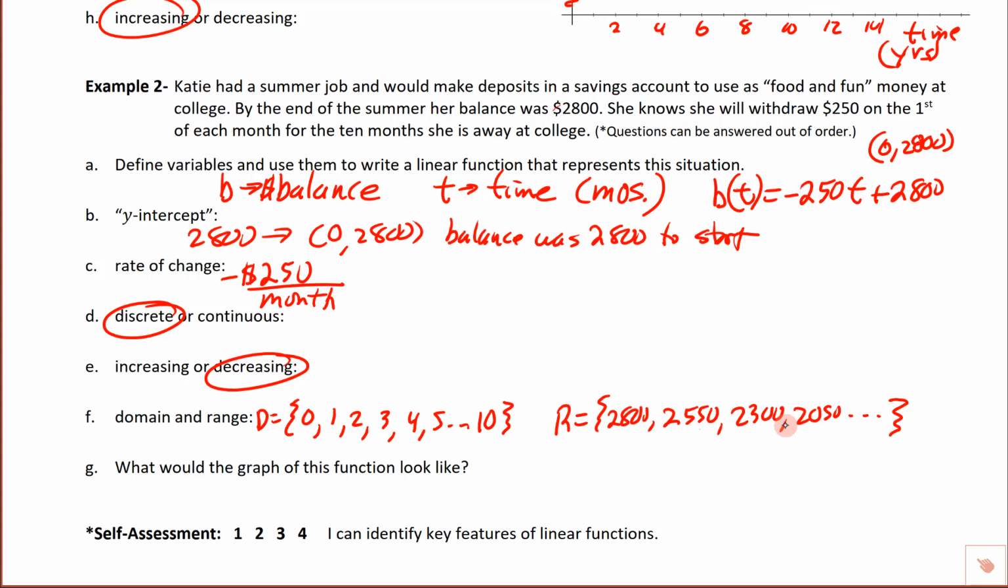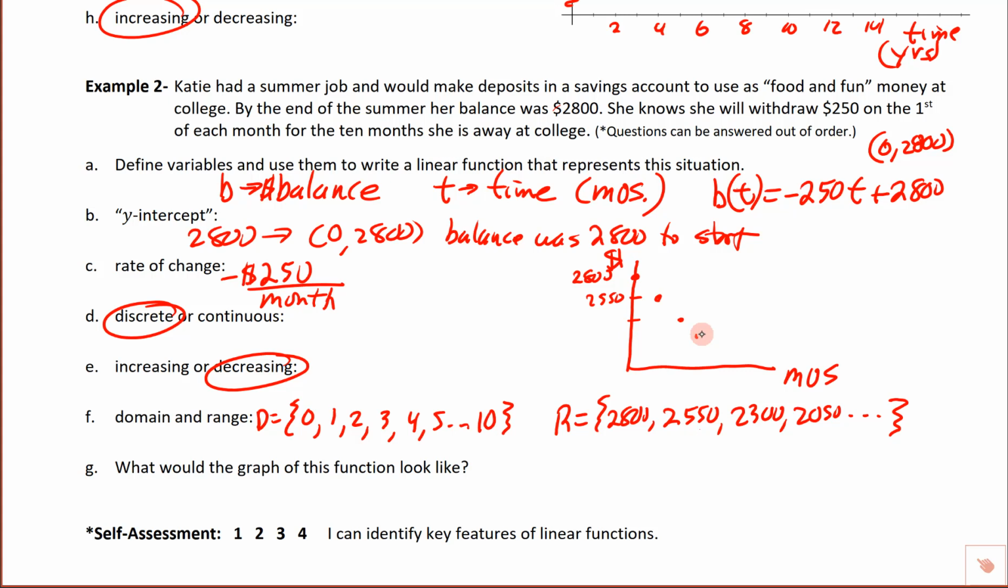And then it says, what would this function look like if we graphed this? Well, this is kind of an interesting question. So I'm going to go ahead and put a little axis right here. So this is going to be months, and this is going to be the dollars in the bank account. So we're going to start out at 2,800, and then it's going to stay there. And then the first month that she's at school, she drops down to 2,550. So it drops down to this, and then it drops down again, and it drops down again. So it's going to maybe look something like that, but you could stop and think about this.